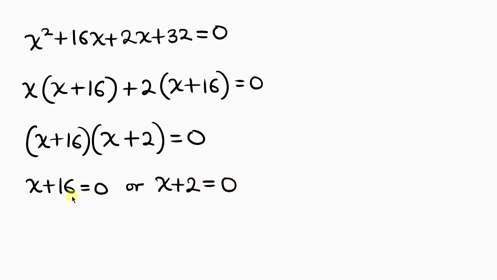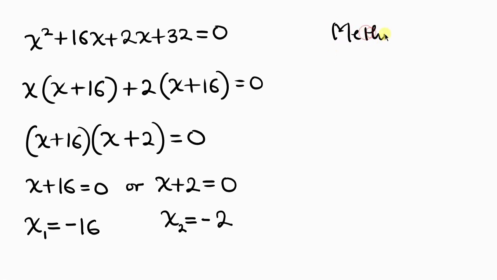Now for the first case, we can get the value of x by moving 16 to the right-hand side. So x now becomes, as 16 crosses to the right, negative 16. So this is our first value of x. And now to get the second value, from our second case, we move 2 to the right-hand side. So x now becomes negative 2, and this is our second value for x. Now let's move on to our method 2.